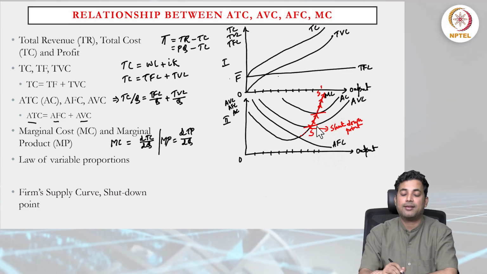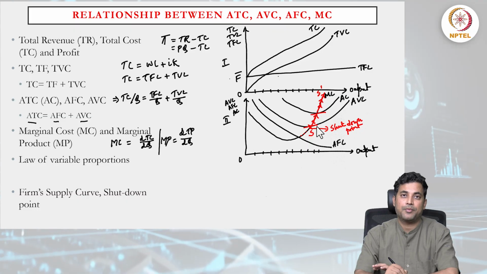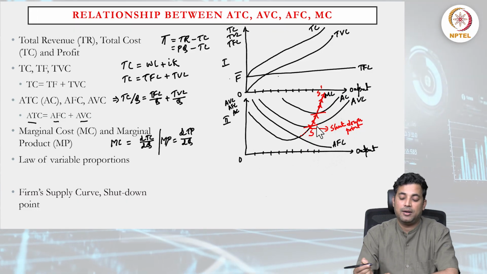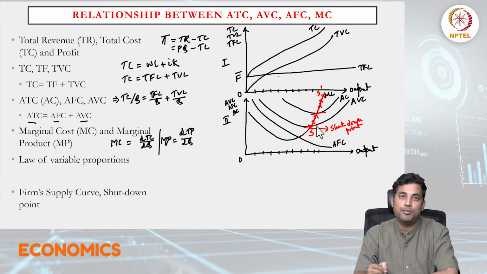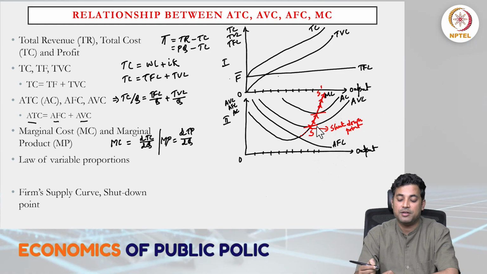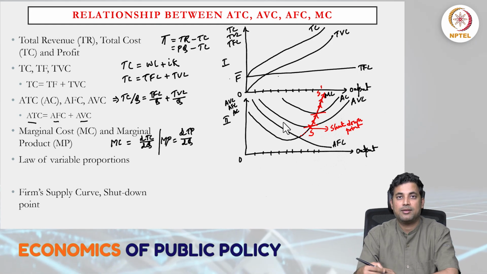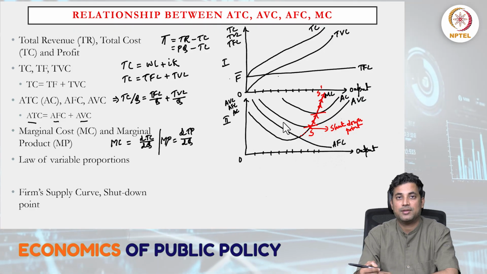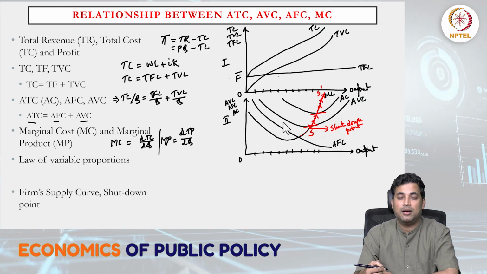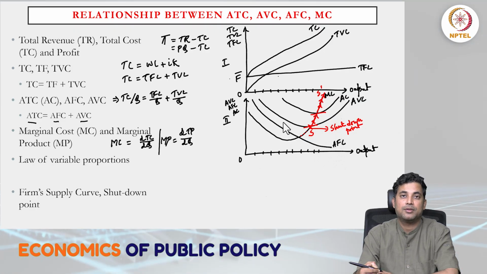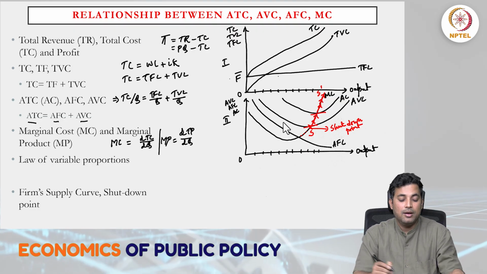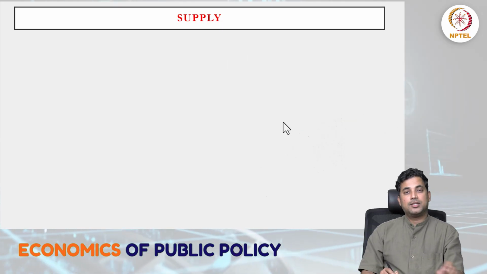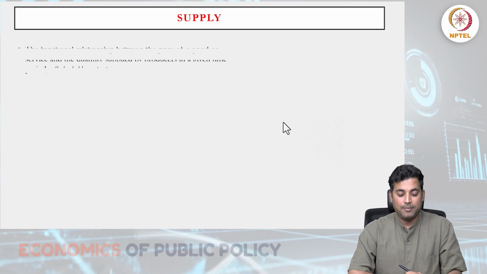And we are also not discussing the relationship between price and output in the case of perfectly competitive firms. In this particular lecture we are simply trying to understand the reason for the firm's supply curve being upward sloping. So now let's move to the supply curve.